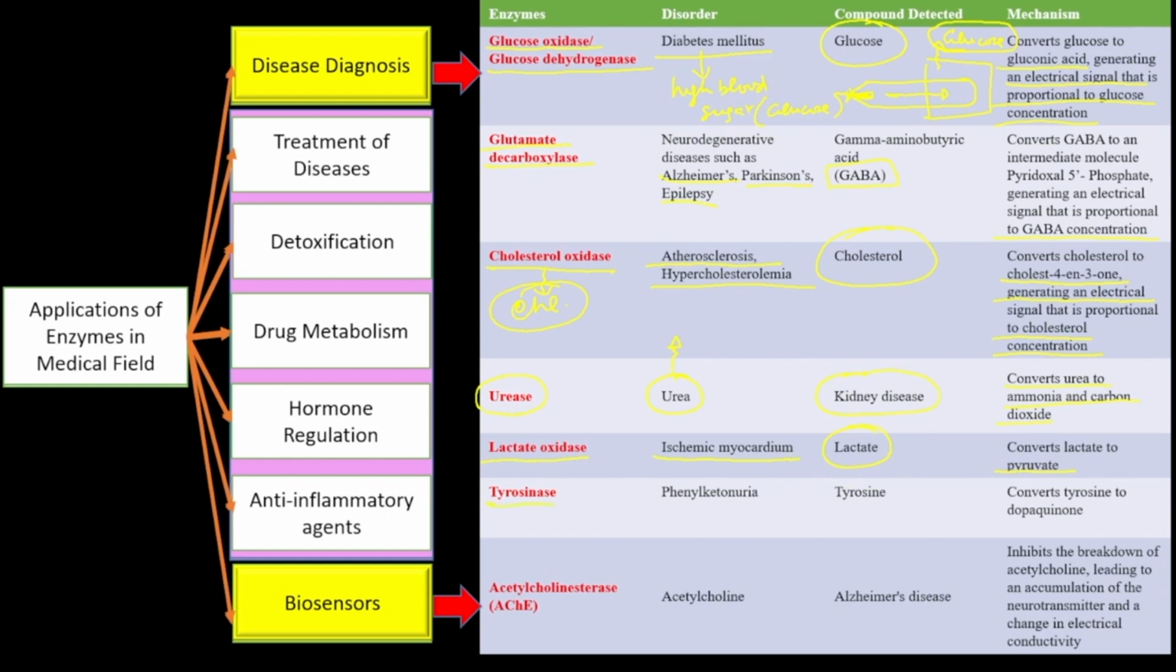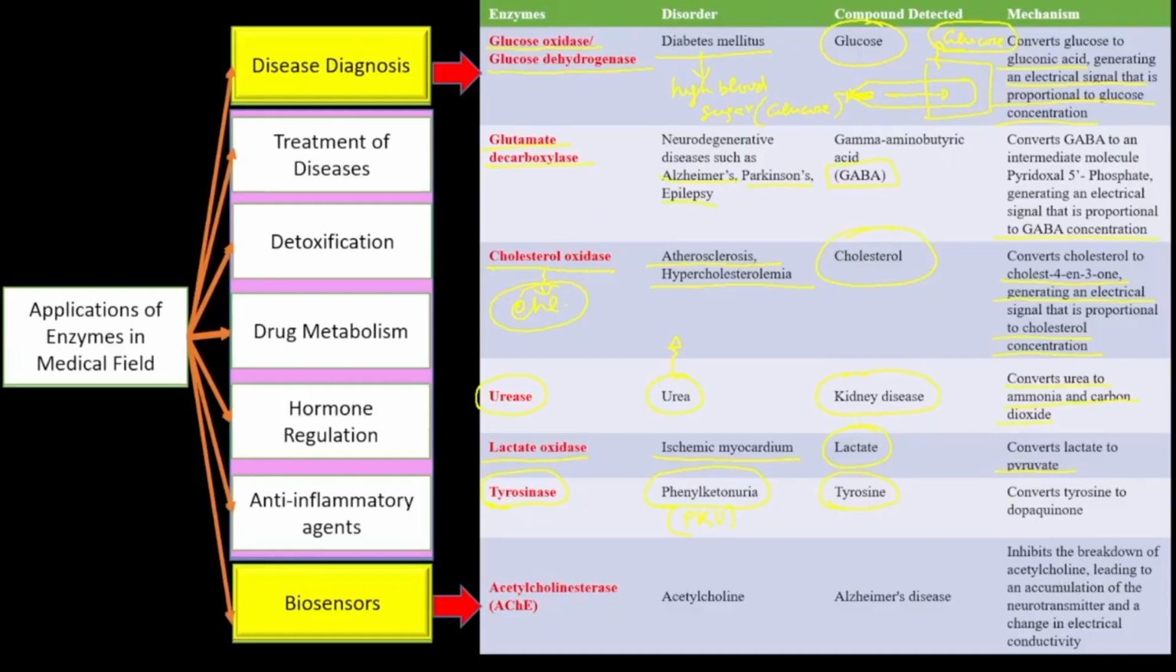Then we have the taurinase. Taurinase is an enzyme which is going to help you to detect the genetic disease called phenylketonuria or PKU, right? And it detects the level of tyrosine, because when there is a disturbance of the phenylalanine metabolism, it is going to accumulate a large quantity of tyrosine. So it converts the tyrosine into the dopaquinone, and in this process, it's going to help you to detect the level of tyrosine present in the biological fluid.